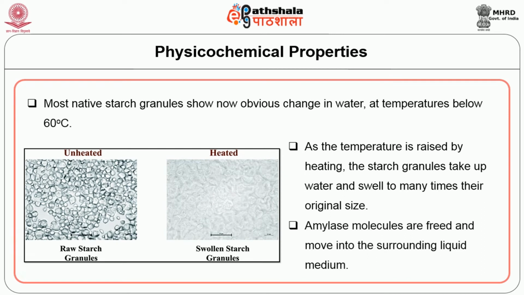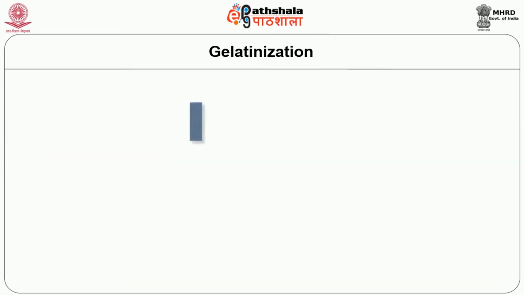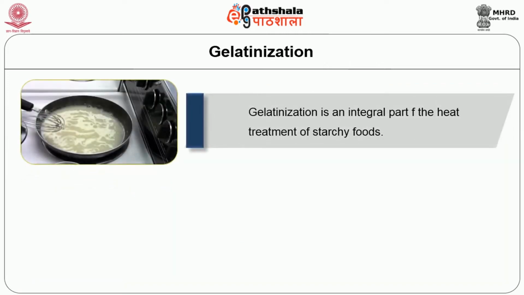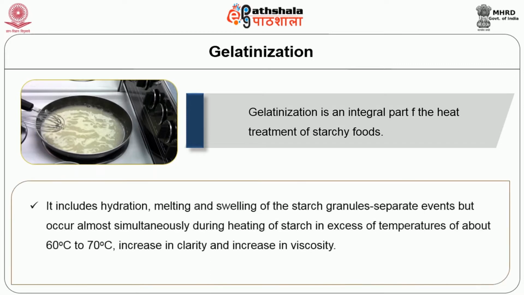Amylose molecules are freed and move into the surrounding liquid medium. Next comes gelatinization. Gelatinization is an integral part of the heat treatment of starchy foods. It includes hydration, melting and swelling of the starch granules. These are separate events but occur almost simultaneously during heating of starch in excess of temperatures of about 60 degrees Celsius to 70 degrees Celsius, and an increase in clarity and an increase in viscosity is obtained.